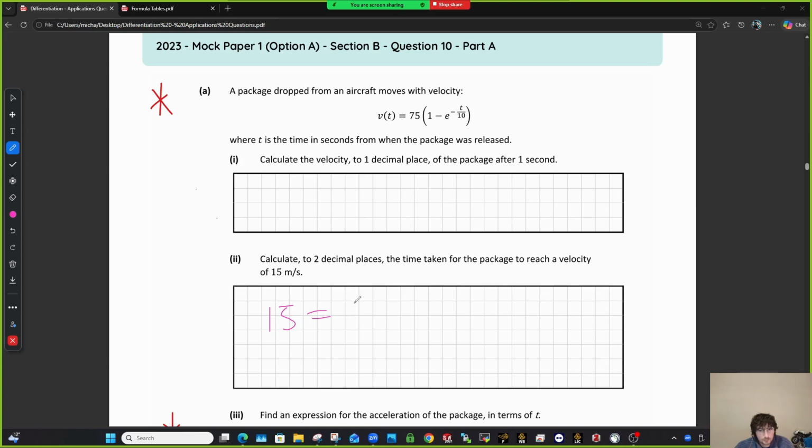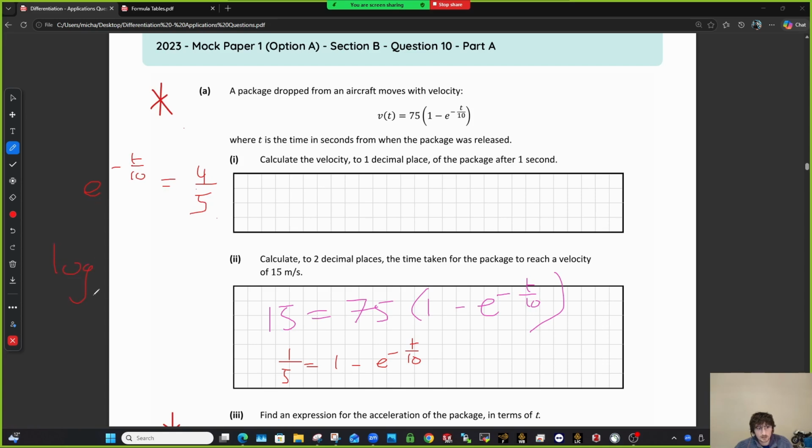So what you'll do here is you go 15 equals 75 times 1 minus e to the minus t over 10. Because that's one equation, one unknown, and our t is in the power, we're going to need logs. So we divide by 75, 15 divided by 75, that's 1 over 5. So we get 1 over 5 equals 1 minus e to the minus t over 10. We're going to bring the fifth over here, so that'll be e to the minus t over 10 equals 4/5, and we can use logs now.